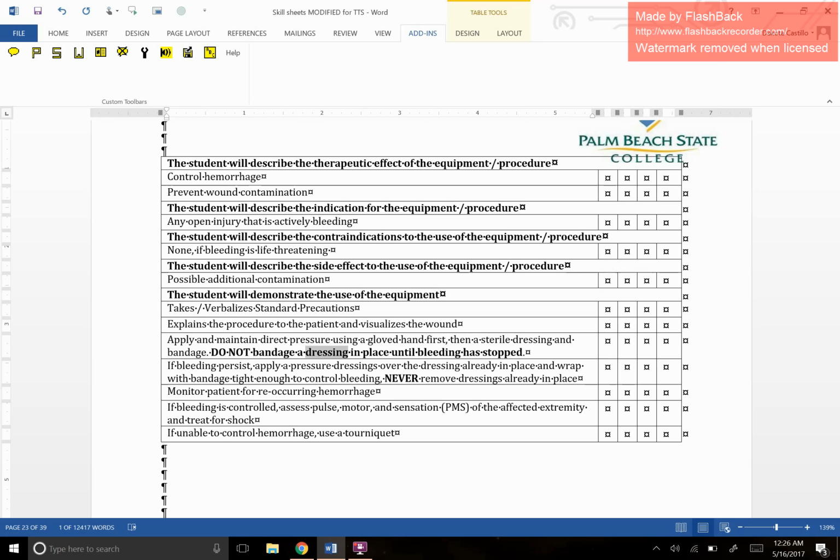Do not bandage a dressing in place until bleeding has stopped. If bleeding persists, apply a pressure dressing over the dressing already in place and wrap with a bandage tight enough to control bleeding. Never remove dressings already in place. Monitor the patient for reoccurring hemorrhage. If bleeding is controlled, assess pulse, motor, and sensation, PMS, of the affected extremity and treat for shock. If unable to control hemorrhage, use a tourniquet.